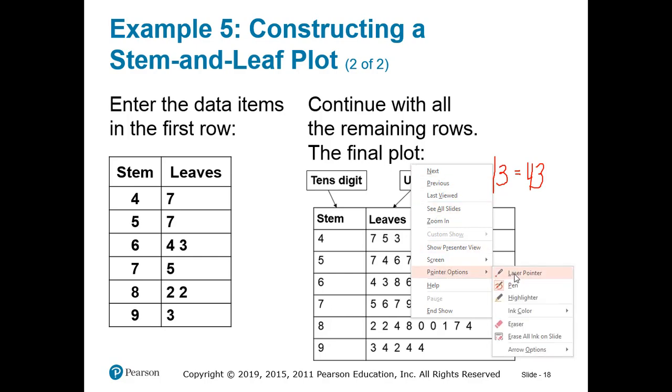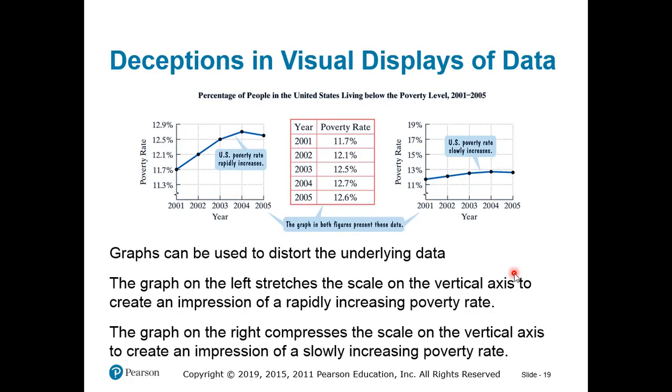So now here is the last topic, deceptions of visual display. So one of the things you have to be careful of is the scale that's being used. Okay, so this is: is the U.S. poverty rate rapidly increasing? If you look at this graph, it looks like, oh my gosh, the poverty rate in the United States rapidly increased between 2001 to 2004, and it grew huge.